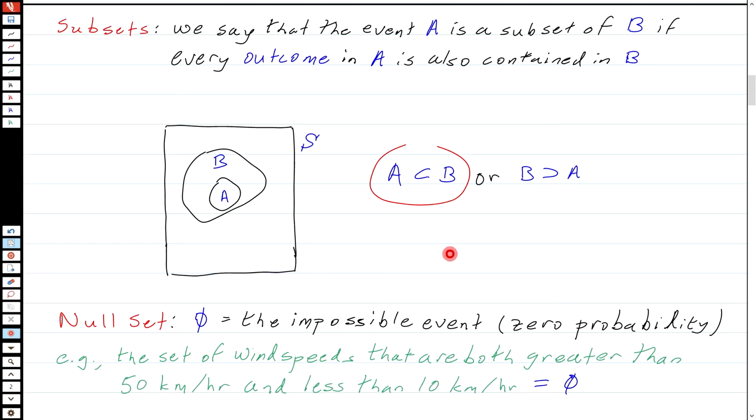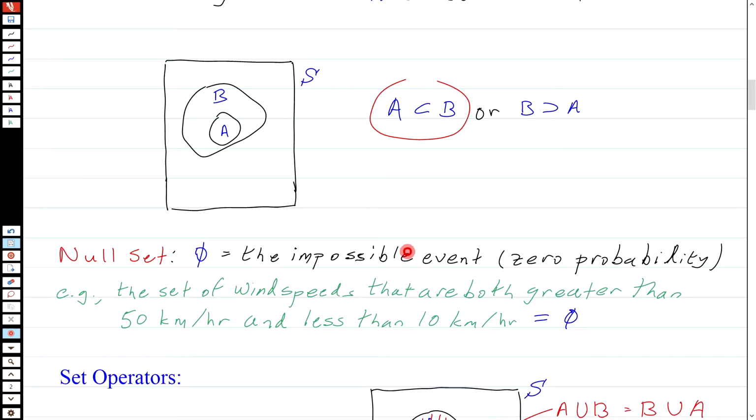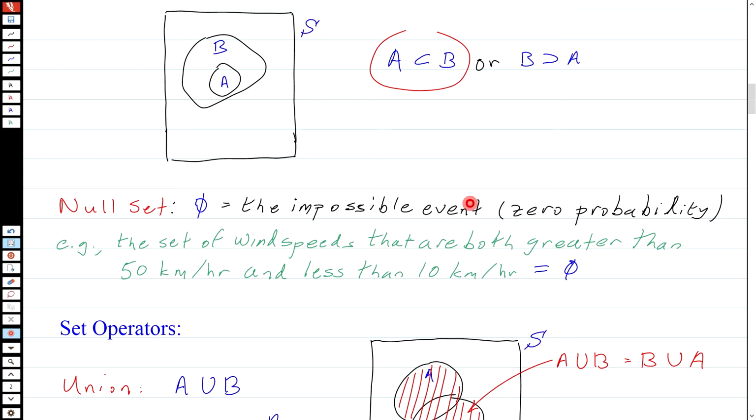We can define the null set and we're going to use a 0 with a slash through it. So the null event is the impossible event. And this has 0 probability, so it's a point on the sample space with 0 area. My dart can never hit it. An example of this is a set of wind speeds that are both greater than 50 kilometers an hour and less than 10 kilometers an hour. You can't be both greater than 50 and less than 10 at the same time, so this is the impossible event, which is the null set.